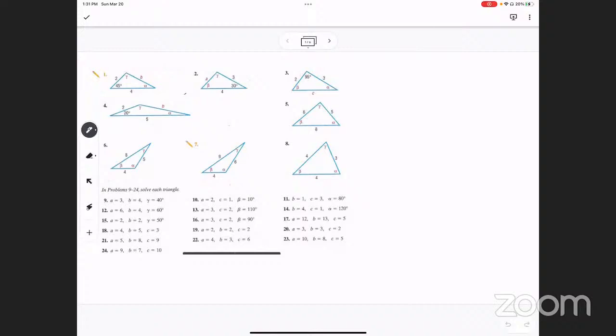Are the answers to the odds in the back of your book? You hear me okay, Meher? Yeah. Okay. Are the answers to the odds in the back of your book? Yeah, I think so. Okay, so first of all, I want to point out law of sines and the law of cosines. Do you know when you use which?